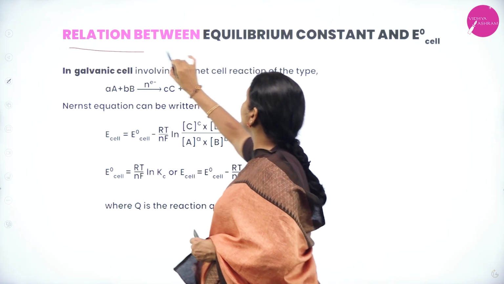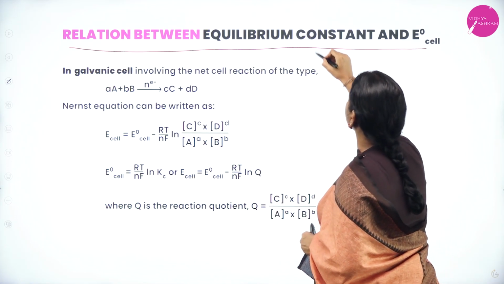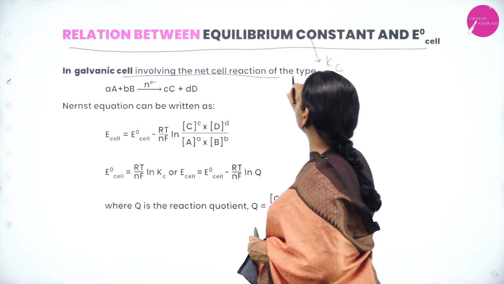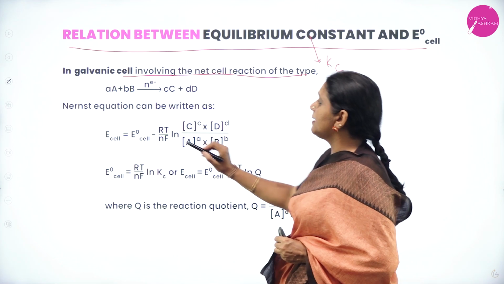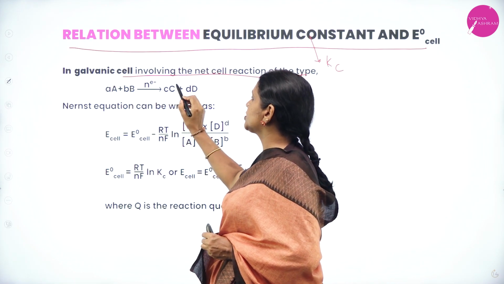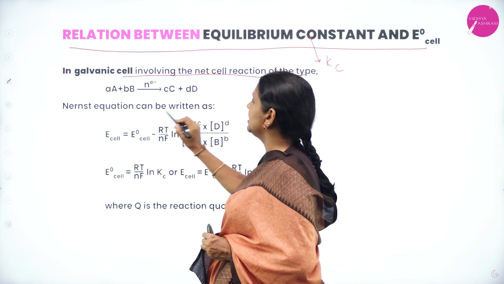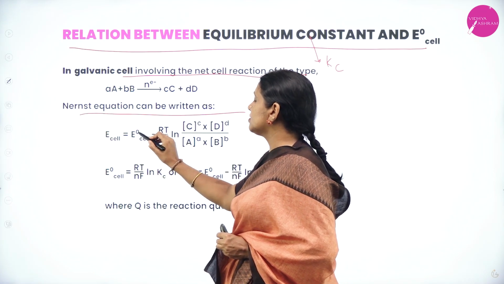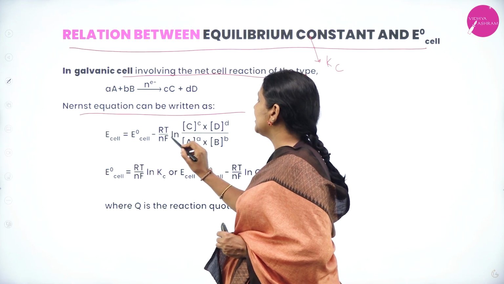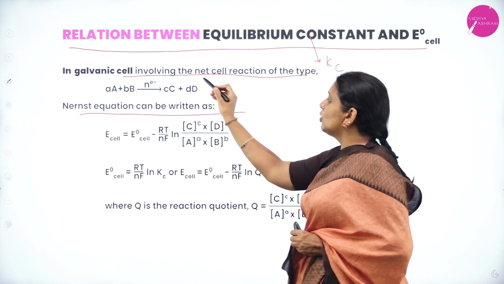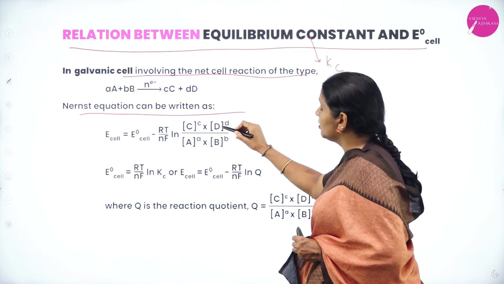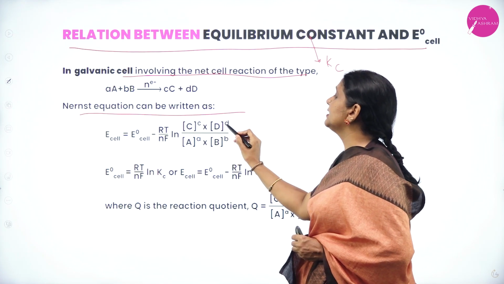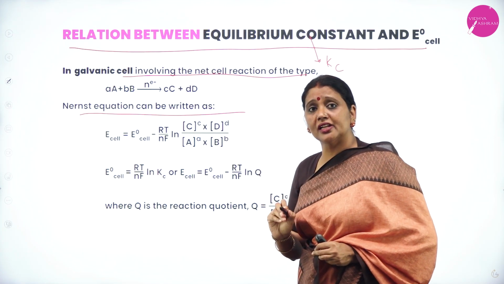Next, the relationship between the equilibrium constant Kc as well as E0 of the cell. Consider a galvanic cell involving a net cell reaction of the type a moles of A plus b moles of B give rise to c moles of C plus d moles of D. The Nernst equation can be written as E cell is equal to E naught cell minus RT by nF log natural. The molar concentrations of the products should be in the numerator, the molar concentrations of the reactants in the denominator, and the power is its stoichiometric coefficient.